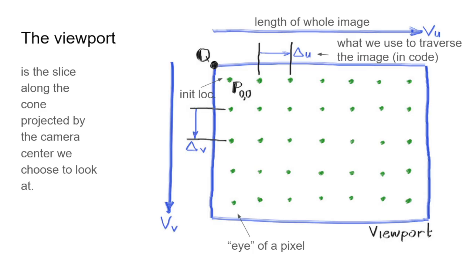Pixels are like a square, I guess. Not always, but just for simplicity, we can think of them as a square, and we want to look at the center of the square. So for example, if we're looking at this 0, 0 pixel, we're probably going to do half of a delta U, right? And then half of a delta V, and then look there, right? And that's the center of the pixel.